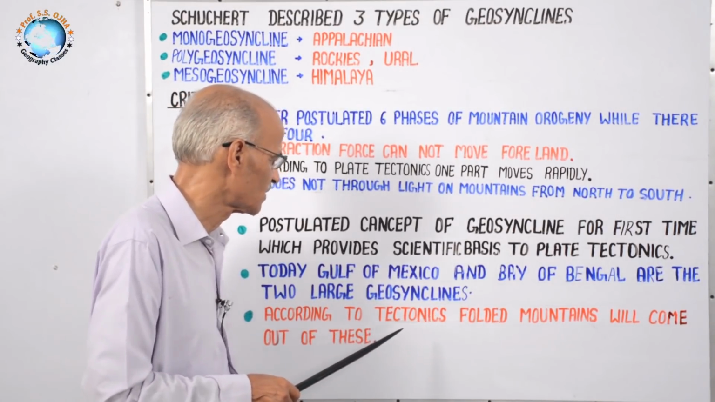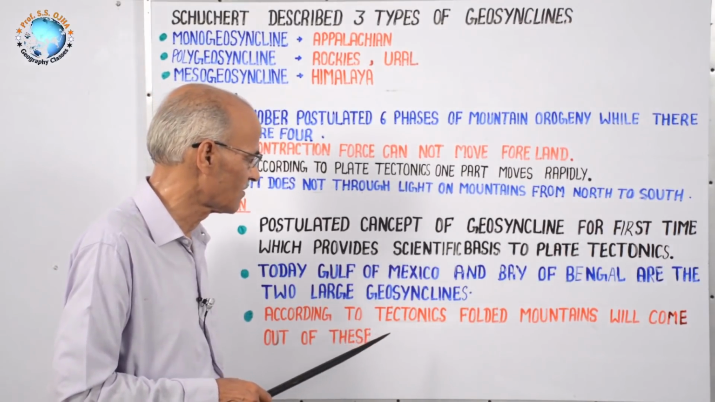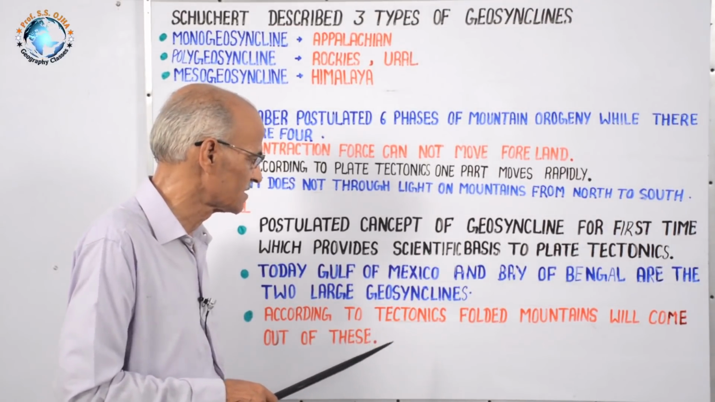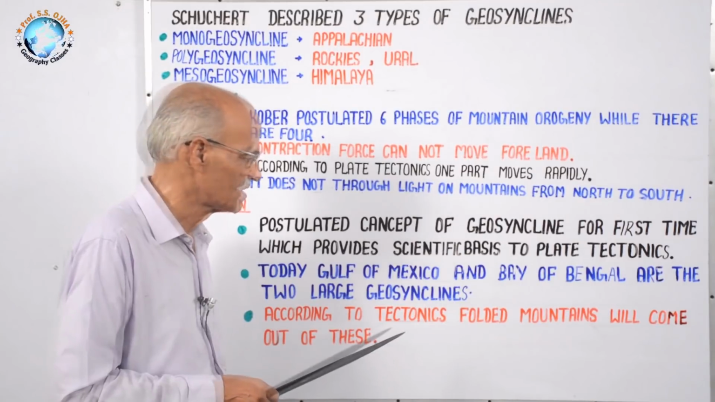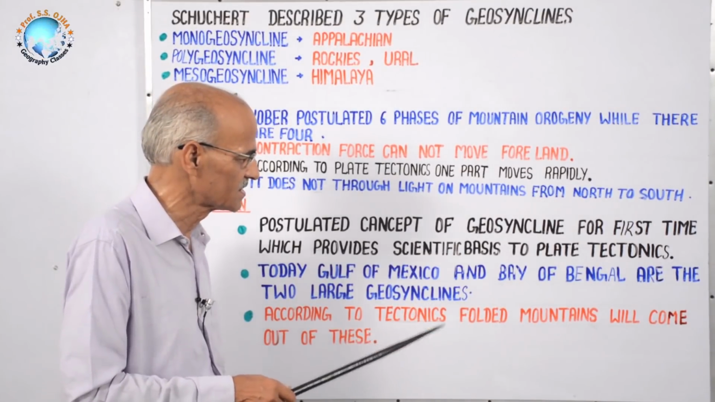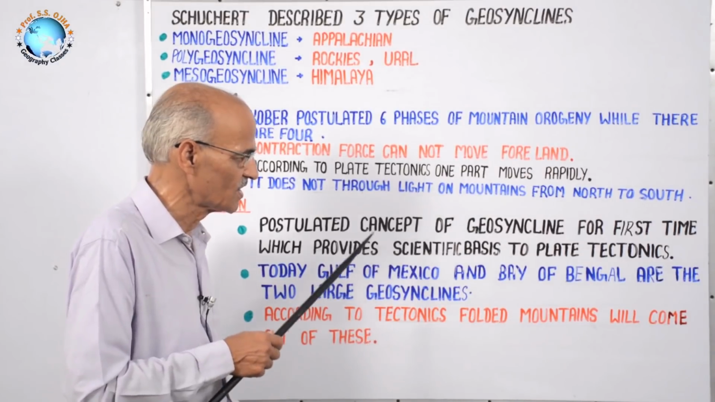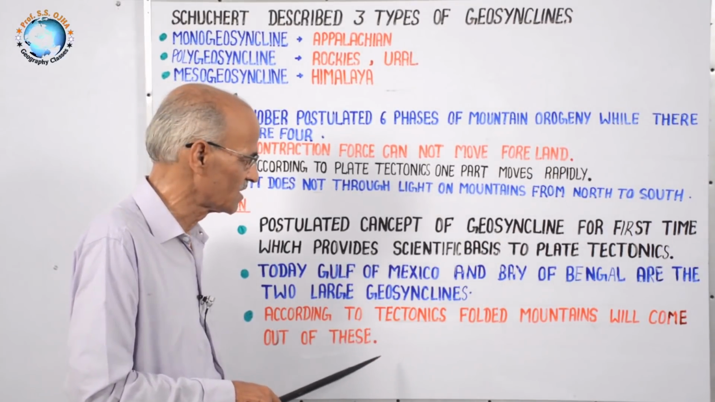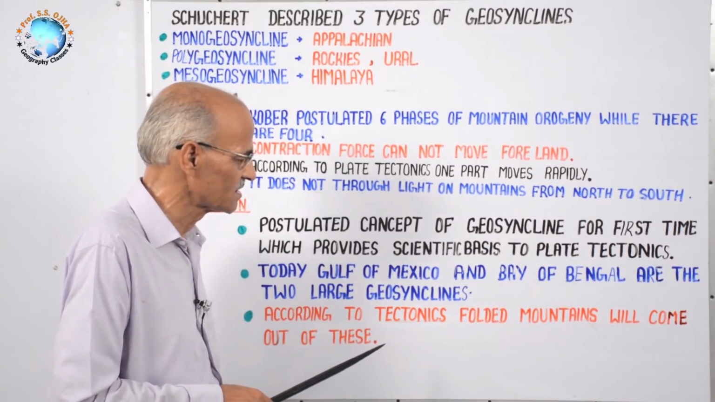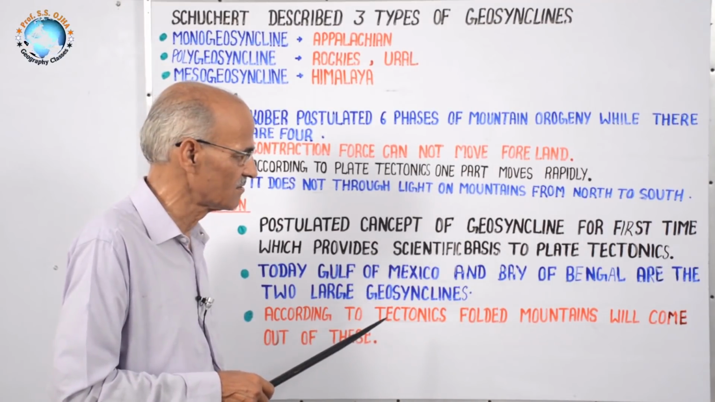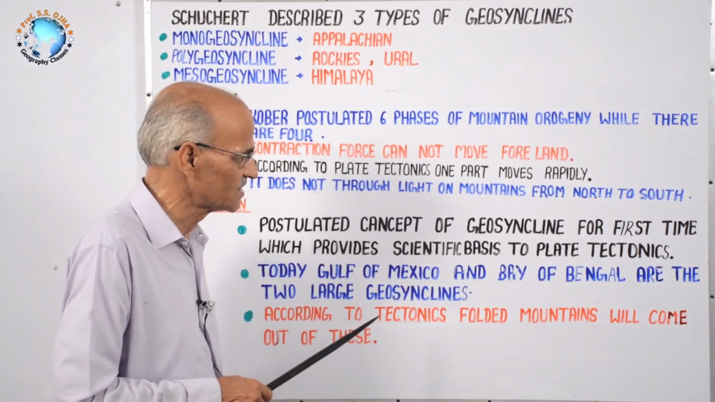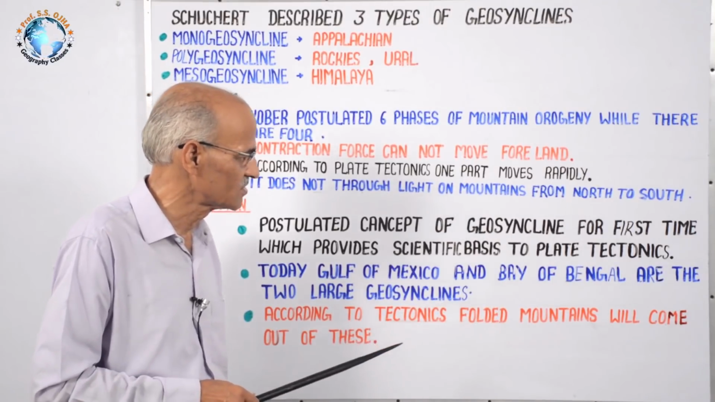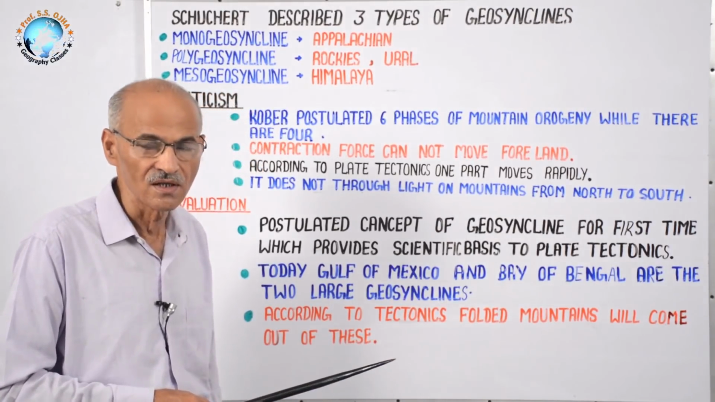And the last evaluation is that according to plate tectonics, folded mountains will come out of this. Tectonic theory also tells that all the folded mountains of the world have come out of these geosynclines, both the folded mountains extending from east to west as discussed by KOBER, as well as the mountains from north to south as discussed by plate tectonics. All the mountains found on the earth, whether in north-south direction like Rockies, Andes, Great Dividing Range, or the east-west extending folded mountains, have come out of geosynclines. So this geosyncline theory proposed by KOBER is very important.